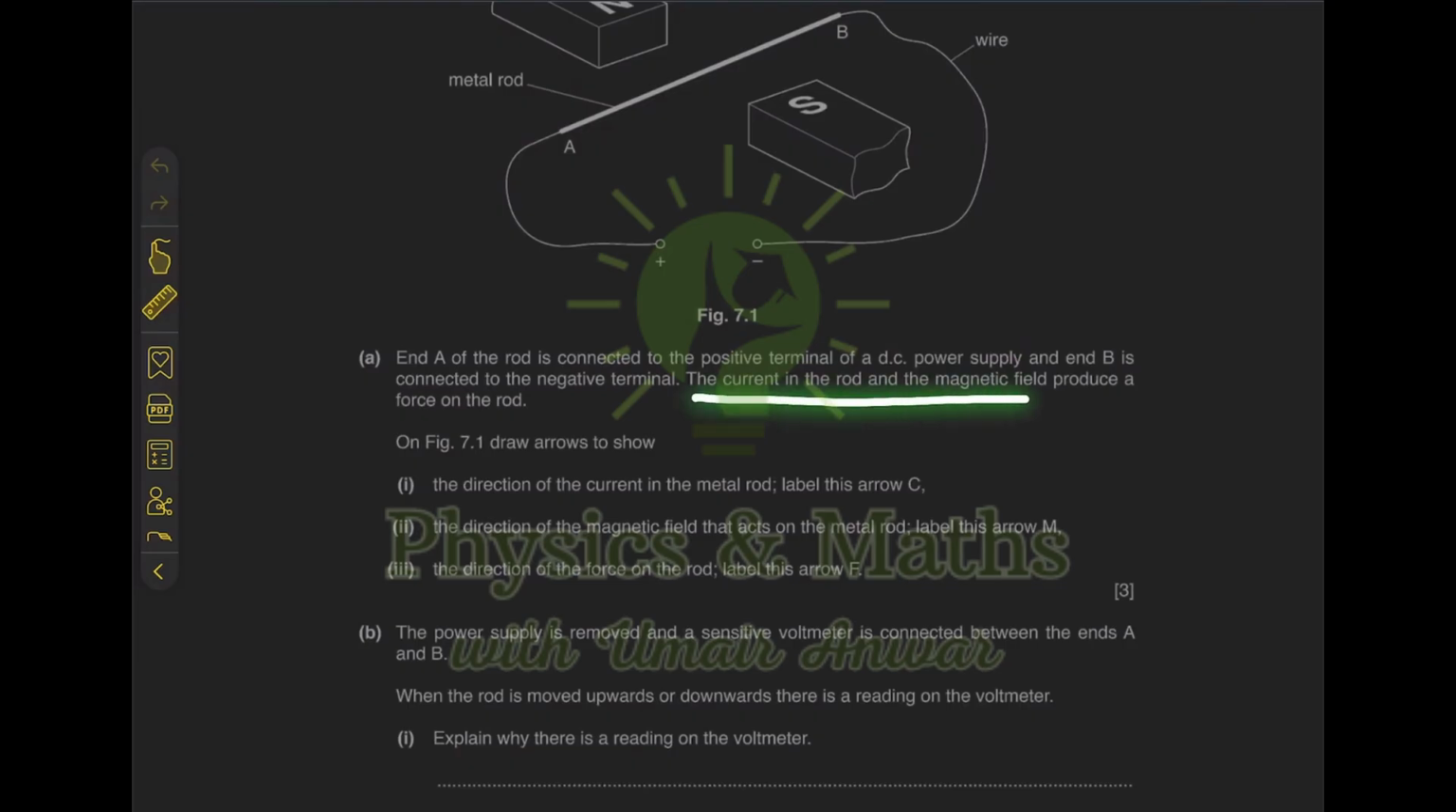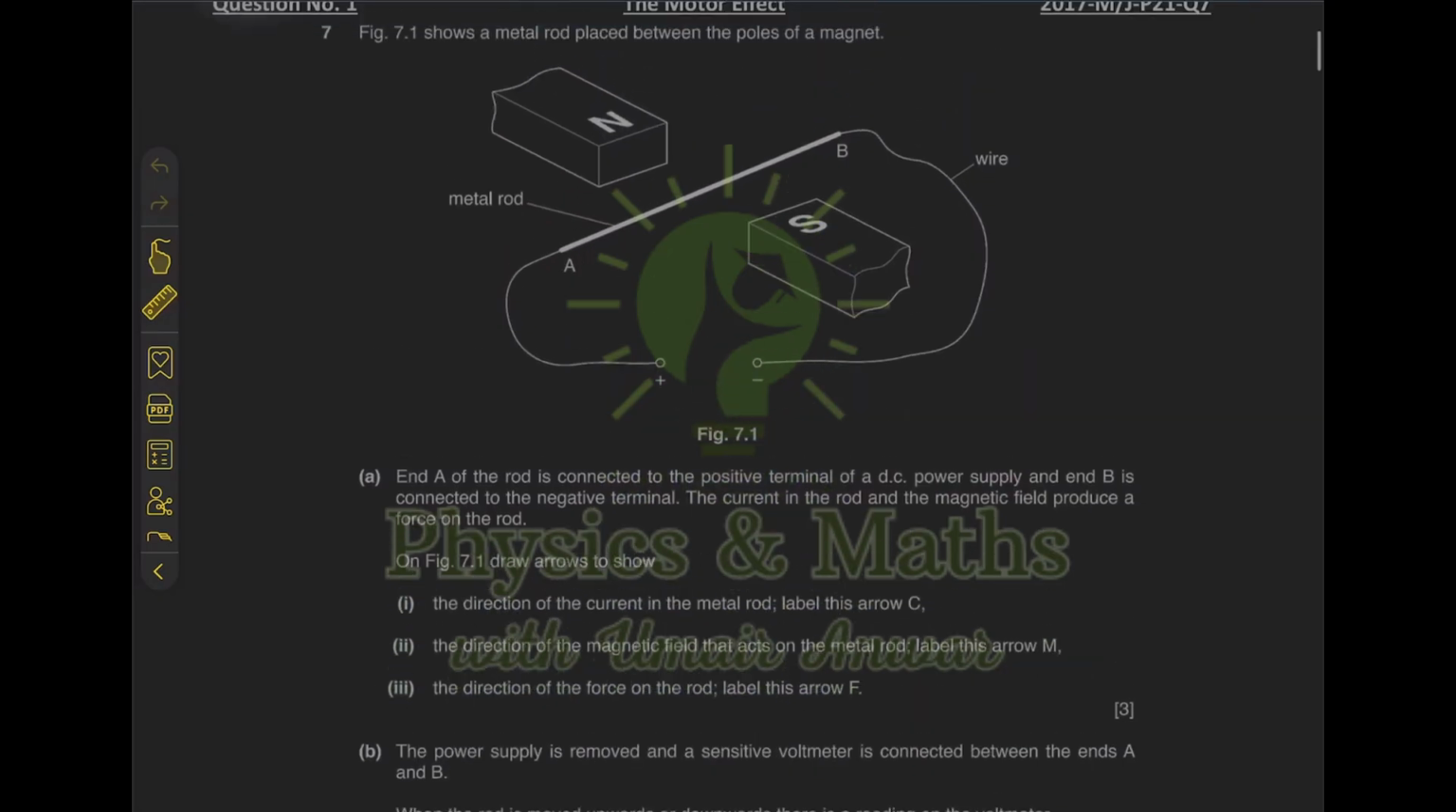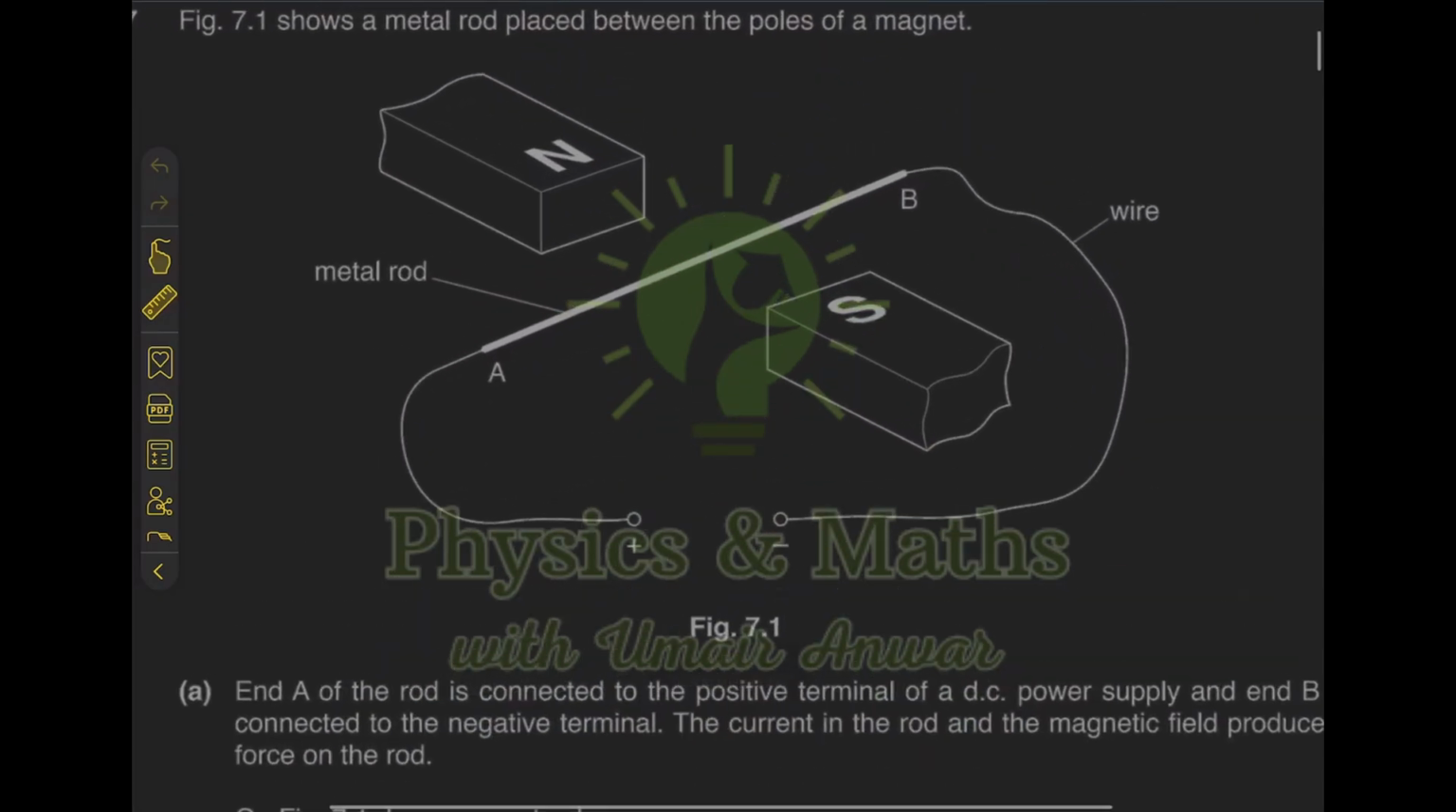So whenever there is a current carrying conductor placed in a magnetic field, a force is going to act on the conductor, which is the motor effect. On figure 7.1, draw arrows to show, number 1, the direction of the current in the metal rod. Label this arrow as capital C. So the direction of current is going to be from A to B, and this arrow is showing the direction of the current. So it would be labeled as capital C.